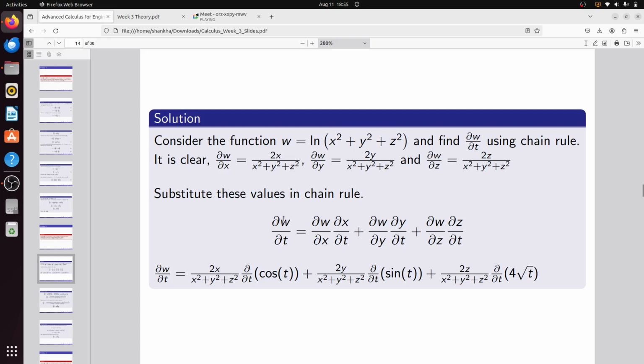Now what is del w del x? Del w del x is 2x by x square plus y square plus z square, and the expression for x is cos t, so del x del t is del t of cos t. Del w del y is equal to 2y by x square plus y square plus z square, times del t of sin t, and del w del z is equal to 2z by x square plus y square plus z square, times del t of 4 square root of t. Right? Up to this point, is it okay? I will move to the next slide then. Is it okay? Yes, sir.